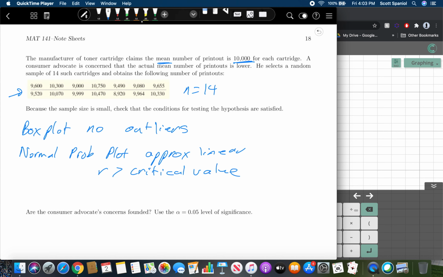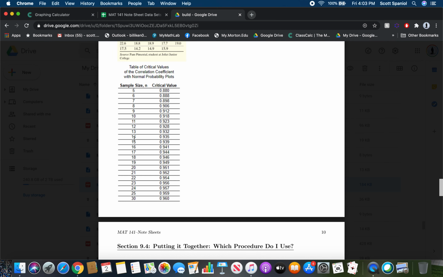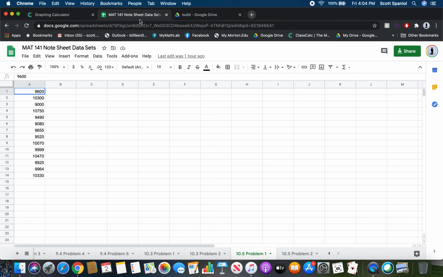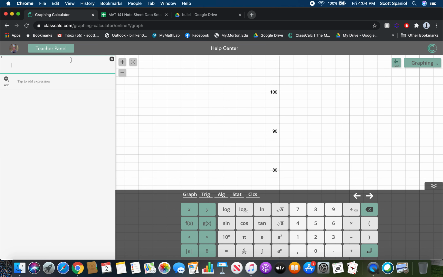Okay? So we can start out by getting the critical value, right? And so this is in the note sheets for Chapter 9. So it's on page 9 in Chapter 9. And so in this case, our sample size is 14. So we go down here to 14, and we see that 14 has a critical value of 0.935. So we're going to need our R value to be greater than that in order to be able to do a t-test. So I already have this data written out in your note sheet. So if you're following along with this, we can copy and paste from there into our notes here.